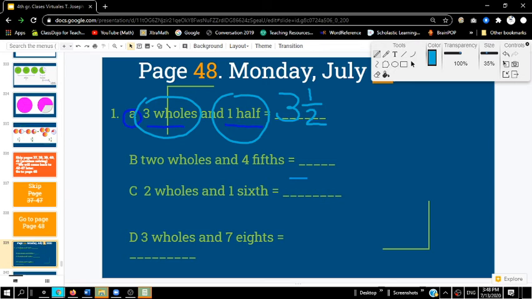Letter B, how many wholes do we have this time? I see 2. So 2 is our whole number. And how many parts do we have? Well, we have 4/5. So 4 of the 5 are shaded. If you take a look at page 48, you'll see that these numbers are represented also in graphic form, just like we saw in our previous examples. Pause the video and try letter C and D.